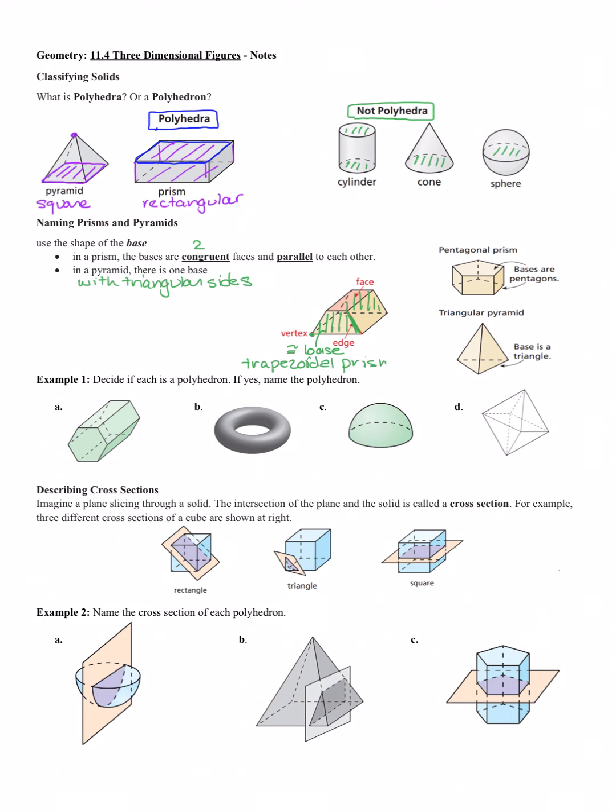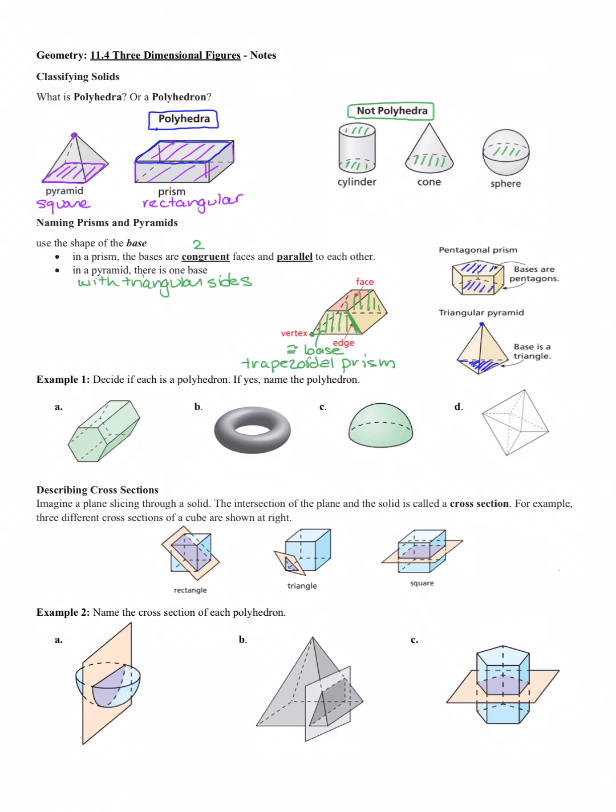So you use whatever the base is, and again, you're looking for the two congruent parallel bases. Over here, notice we have a pentagonal prism because the pentagons are the congruent parallel bases. And down here, we have a triangular pyramid, because the base is a triangle and all the sides are also triangles.